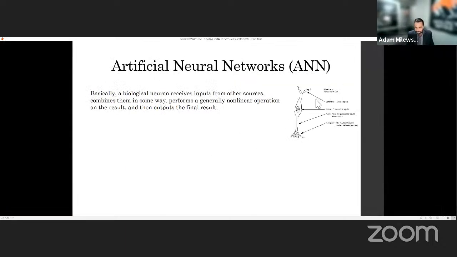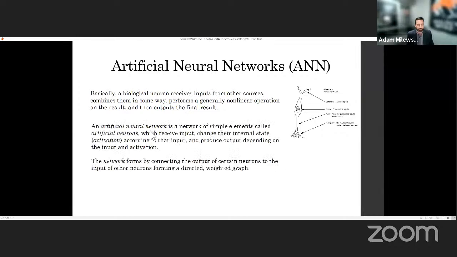So for example, we have a synapse here that has some electrical contact between the neurons and sends it out. I won't go too far into the biological part because that's not my expertise, and it's not as relevant. In an artificial neural network, the one we're creating, it's a network of simple elements called artificial neurons, which receive input. What's the input? That's going to be data. They change their internal state. They become activated according to that input, and they produce an output depending on the input and that activation.